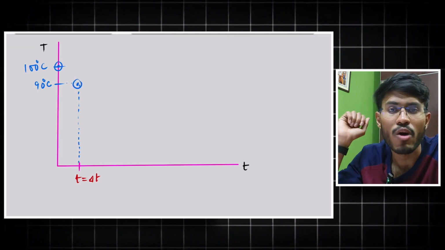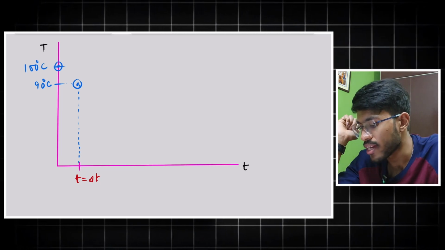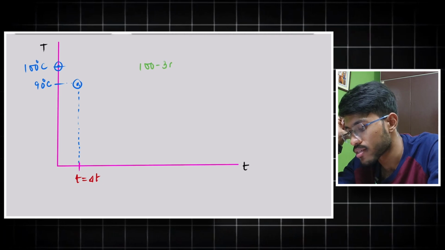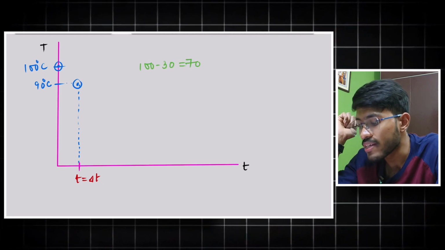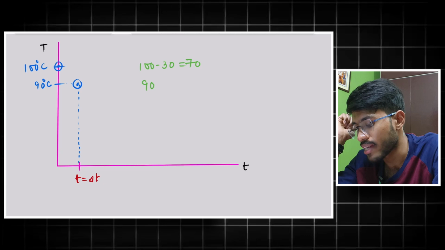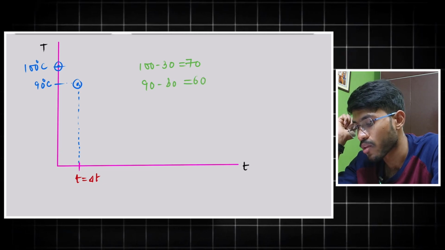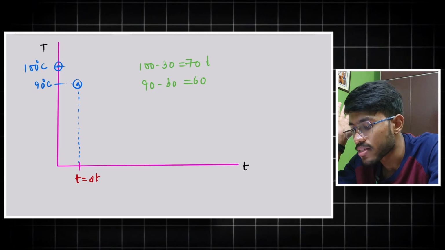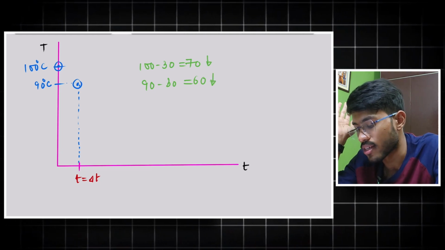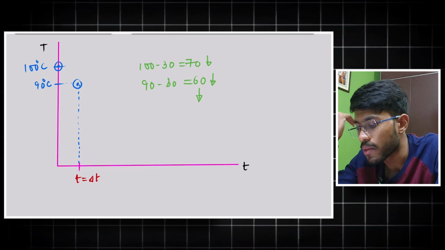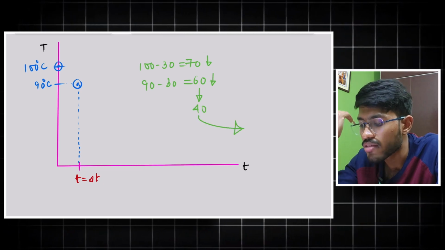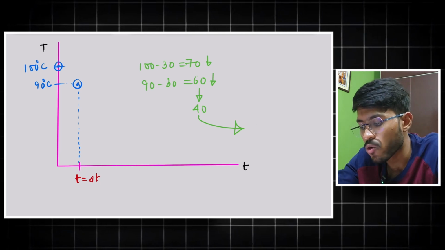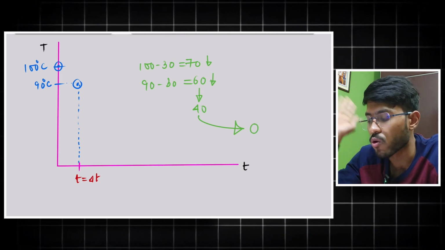So, now you have to understand that initially the temperature difference was 100 minus 30, that is 70. Now the temperature difference is 90 minus 30, that is 60. So after a particular time, the temperature difference is decreasing. After a particular time, it will be maybe 40, and ideally at the infinite time point, the temperature difference will go to 0.